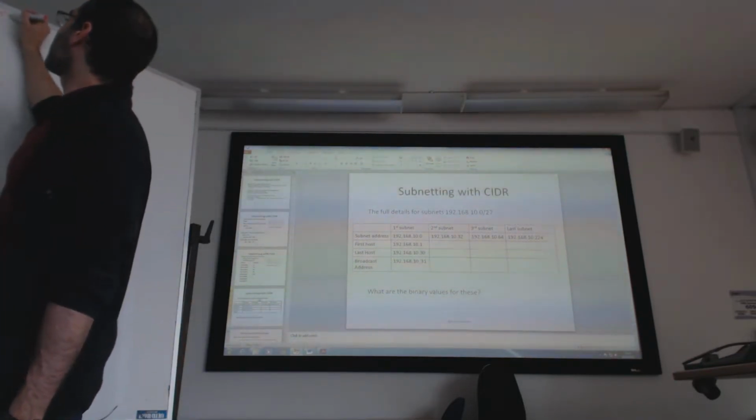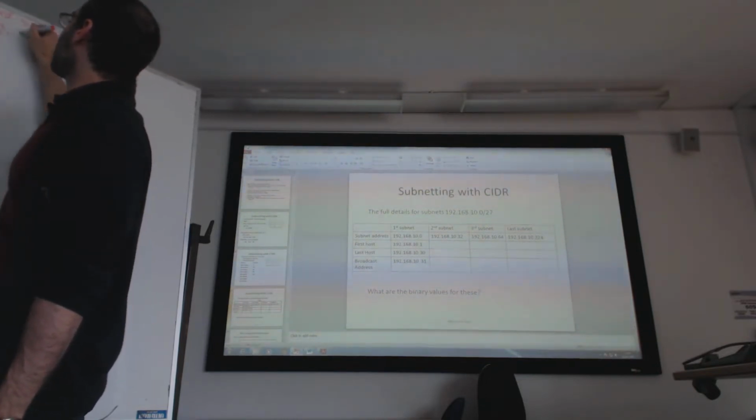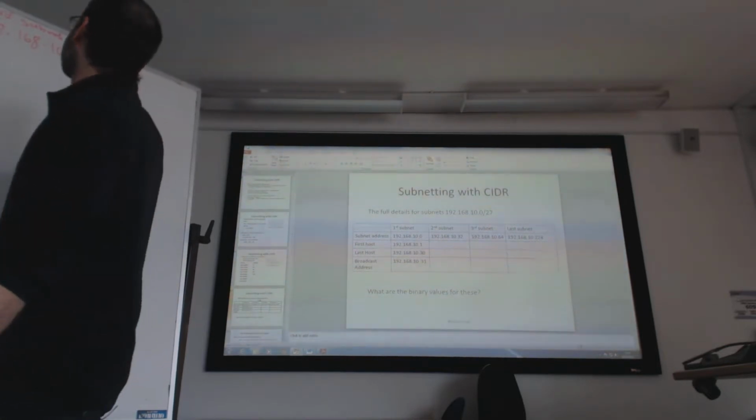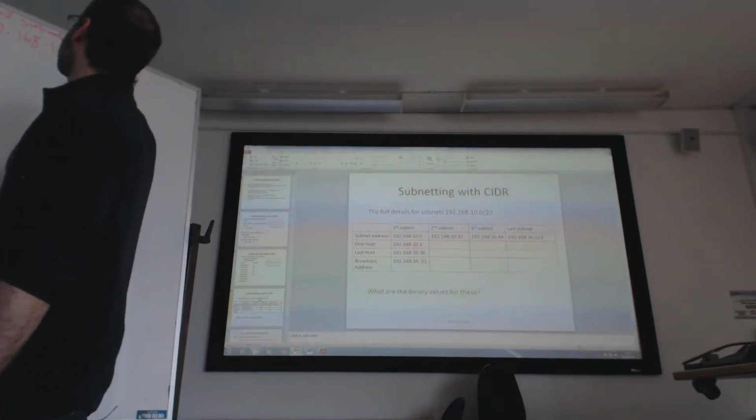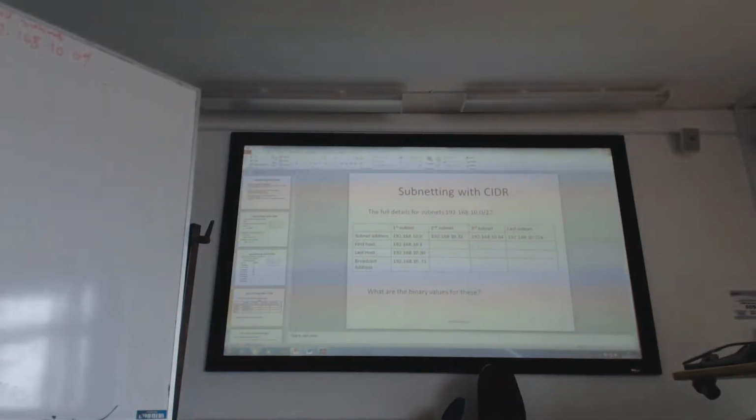Third subnet: that's 192.168.10 plus 32 more, 64. So let's start with the first subnet. I want to have the first address, the first host, the last host, and finally the broadcast.